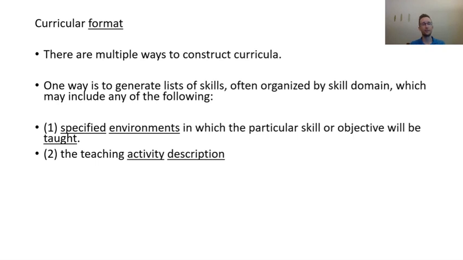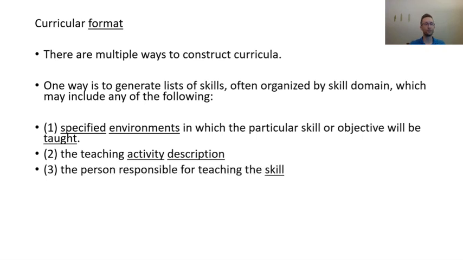Number 2 is the teaching activity description. So if the skill is going to be taught in the library, is it going to be taught during the activity of sitting around a table with other students, or is it searching the library, or is it listening to a story? And then the person responsible for teaching the skill, is it going to be the paraprofessional? Is it going to be a parent? Is it going to be a teacher? Is it going to be someone else, a speech-language pathologist?